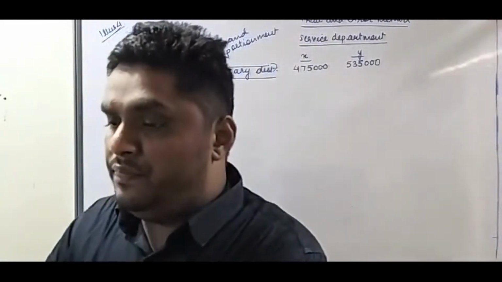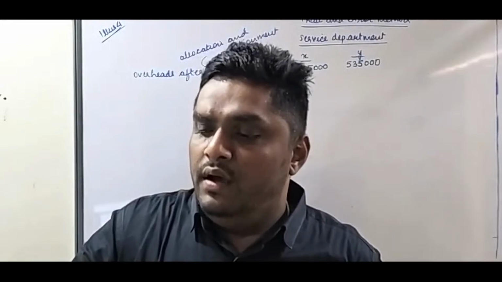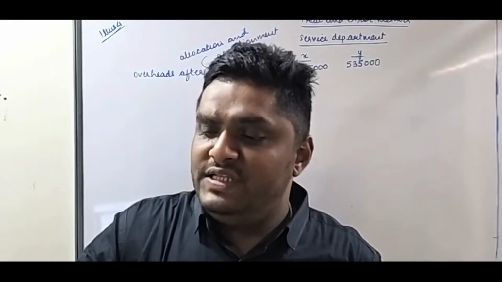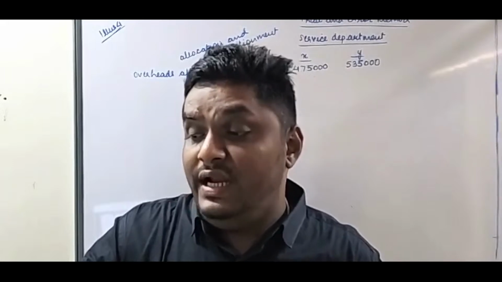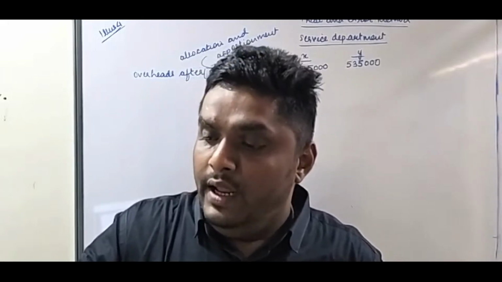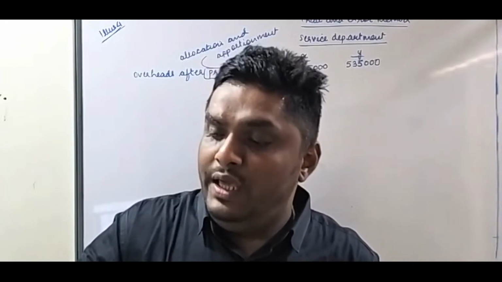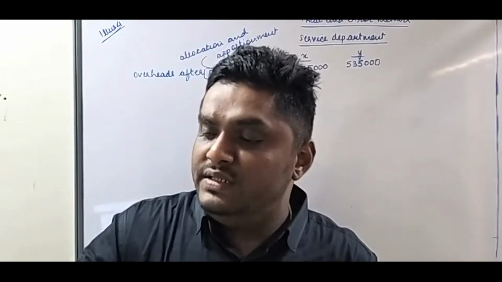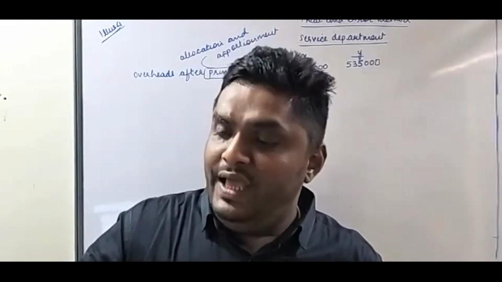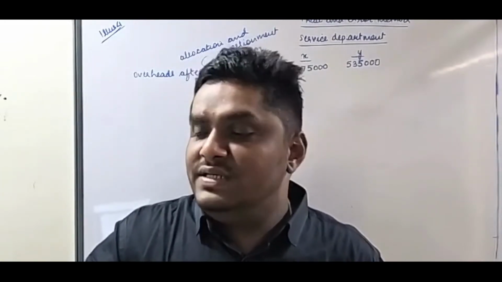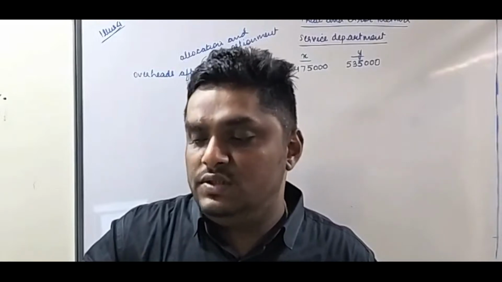Now, some information is given in the question: of service department X, 45% goes to A, 15% to B, 30% to C, and 10% to Y. And of service department Y, 5% goes to X, to A it is 60%, and to B it is 35%. So in short, X is providing 10% of services to Y, and Y is providing 5% of the services to X.